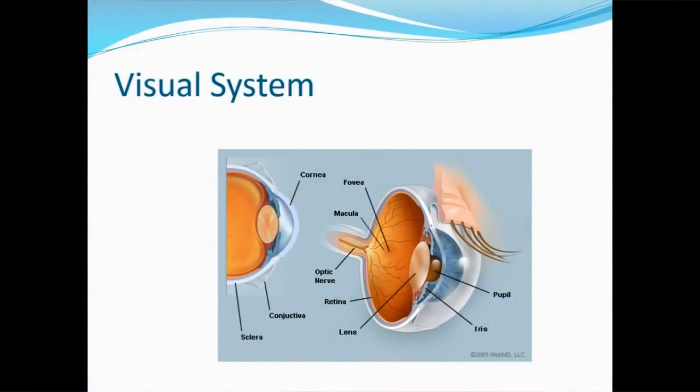Now the visual system, just the basics of the eye. This is the eyeball. You've got the pupil, the iris, and the lens of the eye. The retina at the back is what is important to us, because the retina forms part of the brain, and that information goes through the optic nerve and into the brain.